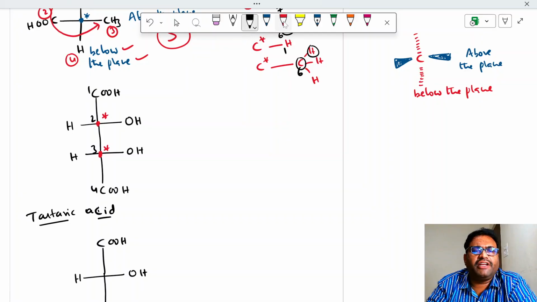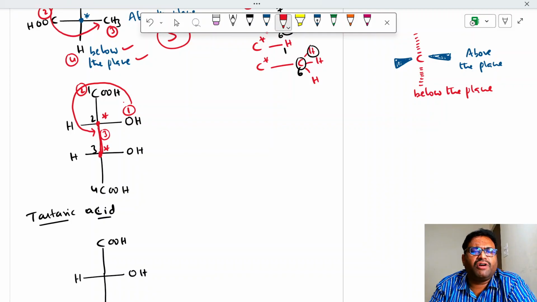At the second chiral carbon, I can go with priority number 1, OH directly. Here after C, you have 3 oxygens. Here after C, we have only 1 oxygen and 1 carbon. So priority number 2, priority number 3. This group, this below group, priority number 3. So rotate it. When you draw an arrow 1, 2, 3, what you are finding? You are finding anti-clockwise, and H is on horizontal line. Horizontal line means above the plane. H is above the plane.